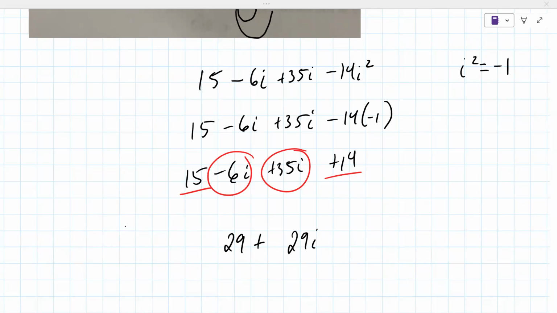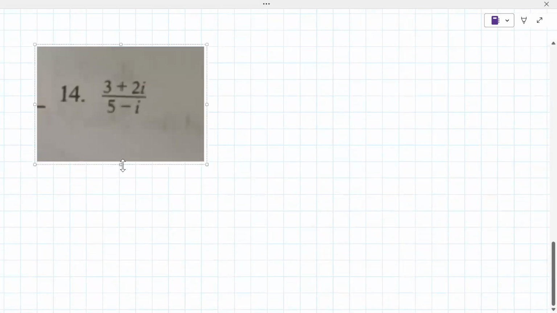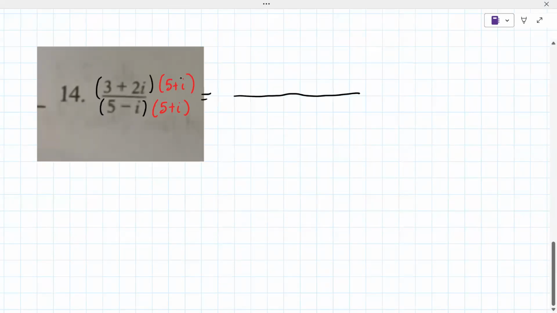All right, so let's look at 14. We're going to multiply the top and bottom by what's called the conjugate. So on the top, we're going to FOIL. I want you to FOIL this for me, please.